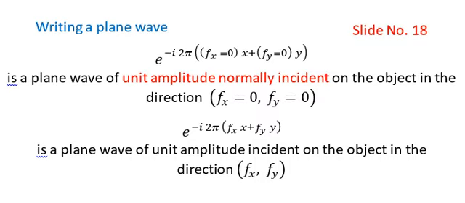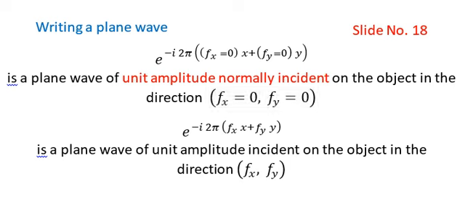Now, for example, if you want to illuminate the object normally, that is you want to make the plane wave incident normally on an object, then you can choose fx equal to 0 and fy equal to 0. So the expression e to the power minus iota 2 pi (fx equal to 0 multiplied by x plus fy equal to 0 multiplied by y) is a plane wave that has unit amplitude and is normally incident on the object, or you can say that it is incident on the object in the direction of fx equal to 0, fy equal to 0.